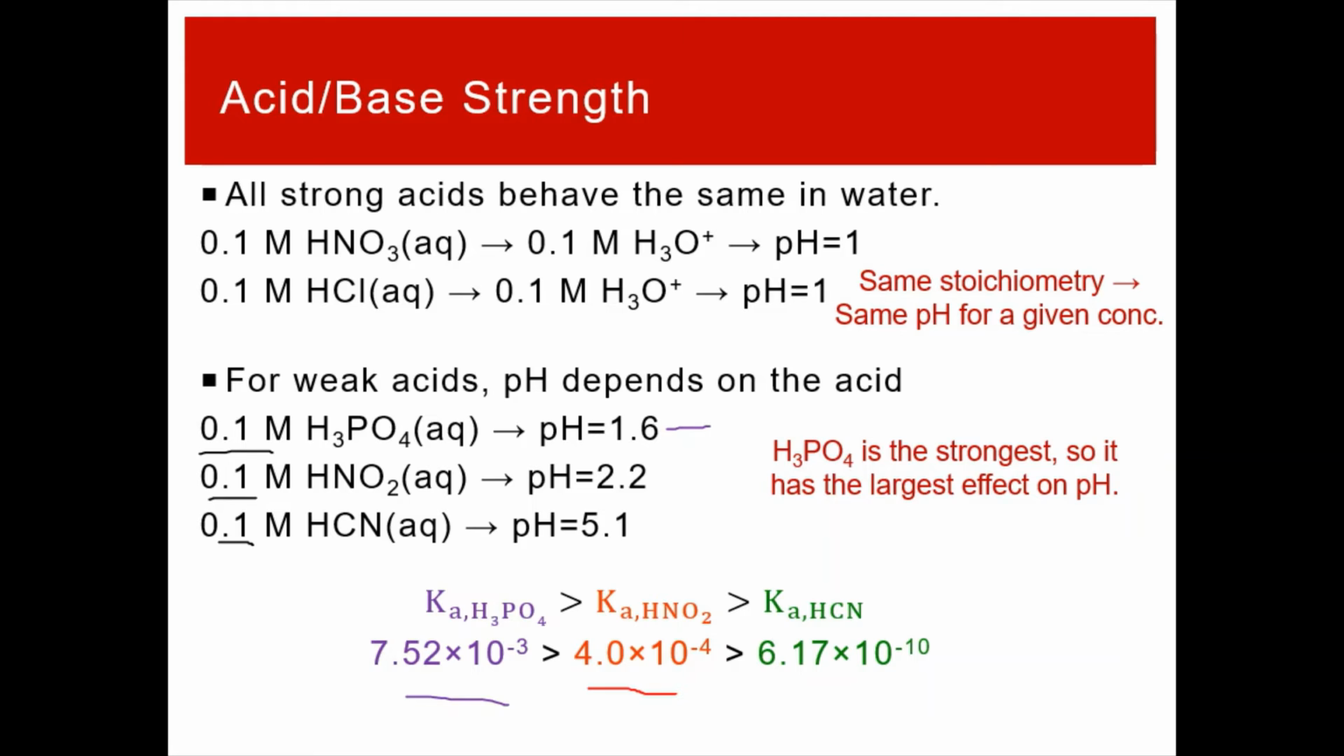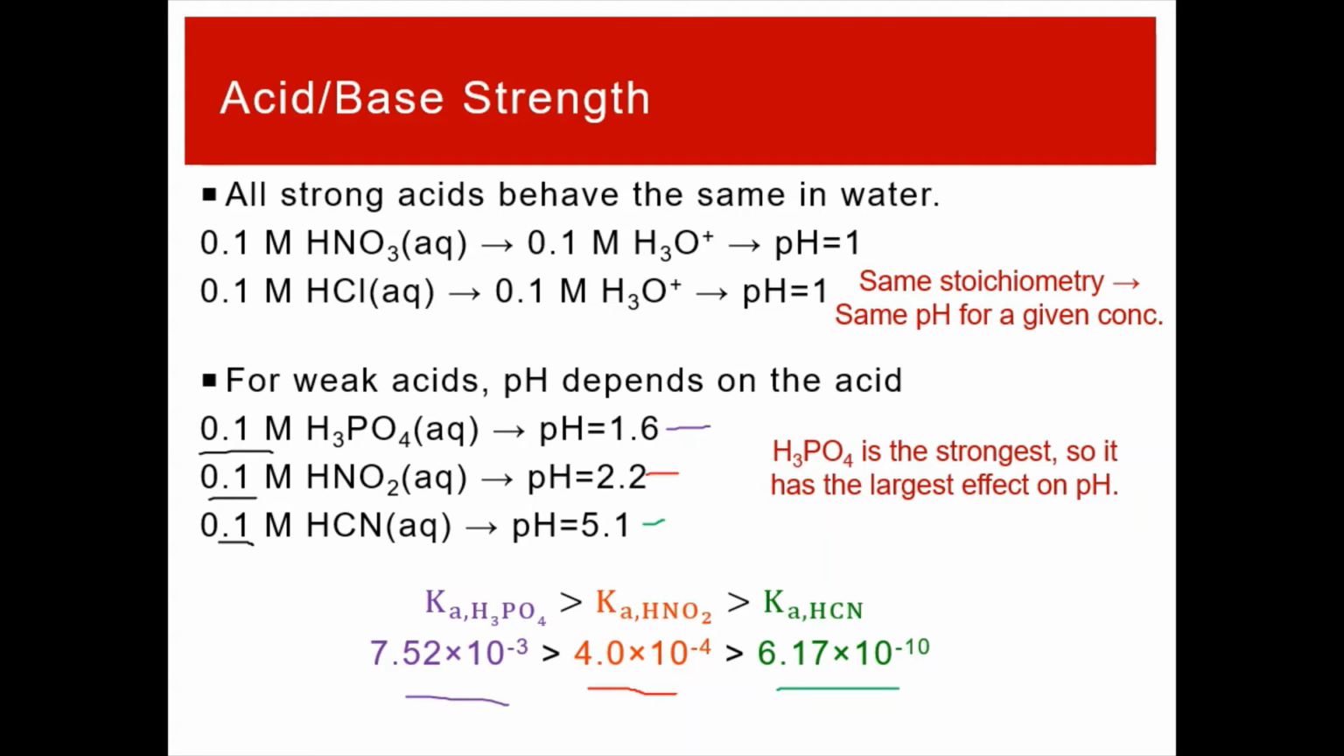HNO2 is the medium, kind of middle of these two. It has the middle pH. And we can see that HCN has the lowest Ka and then the highest pH. And so when we're looking at this, we can see that sort of relative position here.